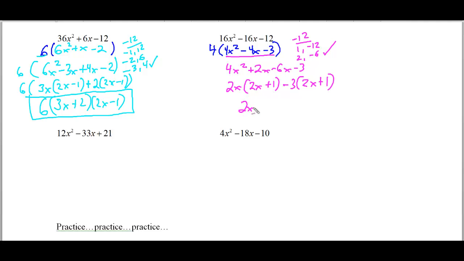So here I have 2x minus 3. And here I have 2x plus 1. And then I bring down the 4. So here's my final answer. Blam. Okay, moving on to the next problem here.